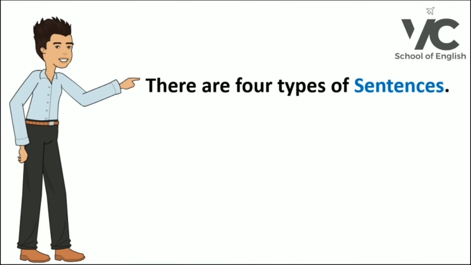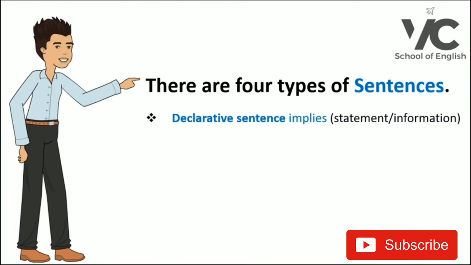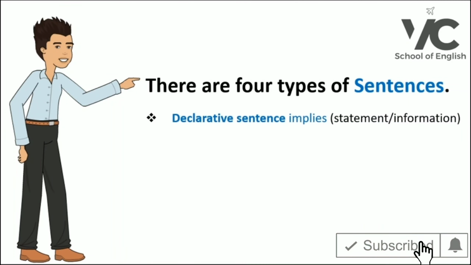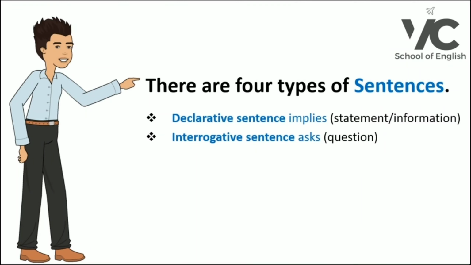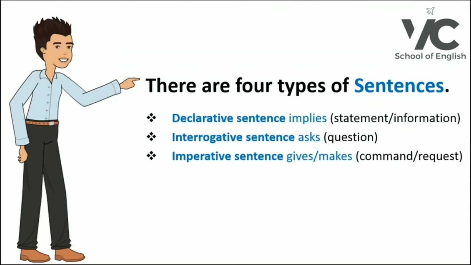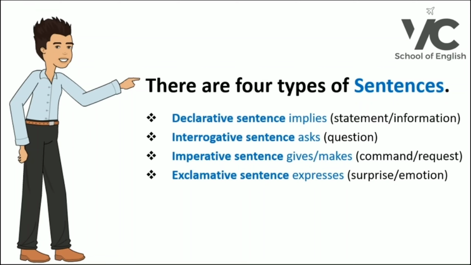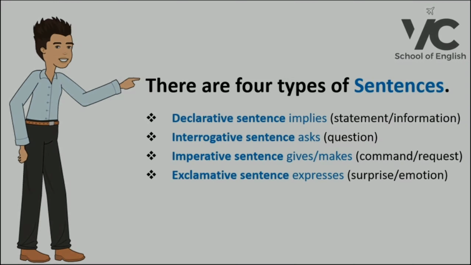There are four types of sentences. Declarative sentence, which implies a statement or information. Interrogative sentence, which asks a question. Imperative sentence gives a command or makes a request. Exclamative sentence, which expresses surprise or emotion. In the next template we will discuss this in detail.